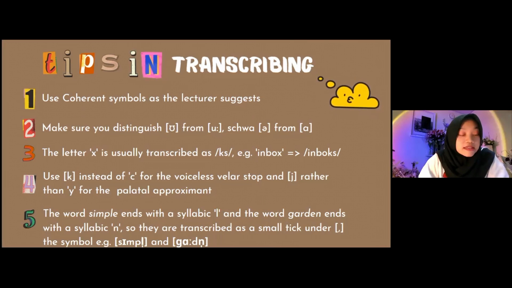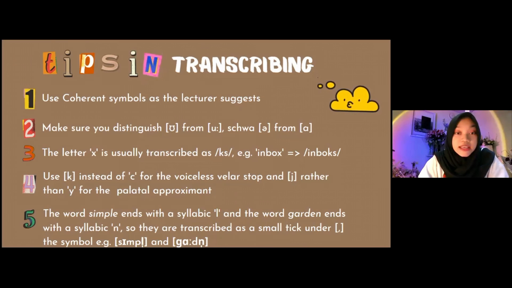The second tip is to make sure you distinguish the long u from the short u, and schwa from a. And the third is the letter X is usually transcribed as KS. Example in the word inbox. It's not written in inbox with X, but it's written using KS. X does exist in English, but it is rarely used, only for foreign words. And the fourth is use K instead of C for the voiceless velar stop and J rather than Y for the palatal approximant.